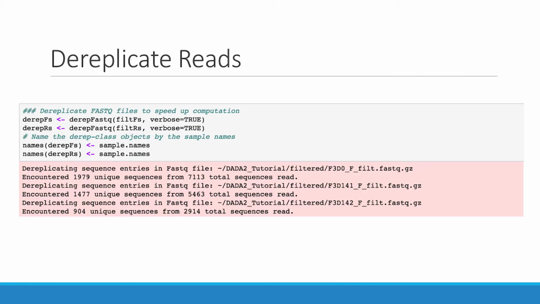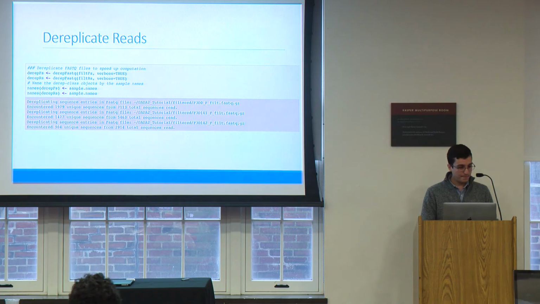All right, so now that you've estimated your error model from your reads, the next thing you do is dereplicate them. This is so the DADA2 algorithm doesn't have to work on every single read you have, because normally you have hundreds of thousands, if not millions of reads. So this just speeds up and simplifies the computation.